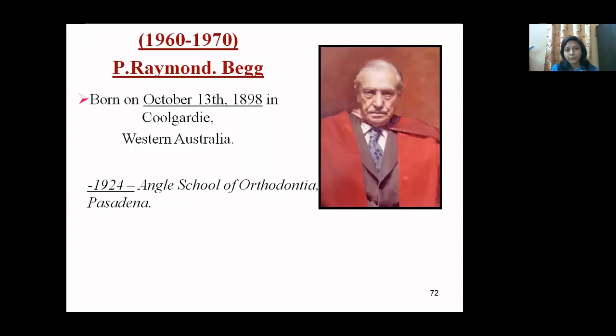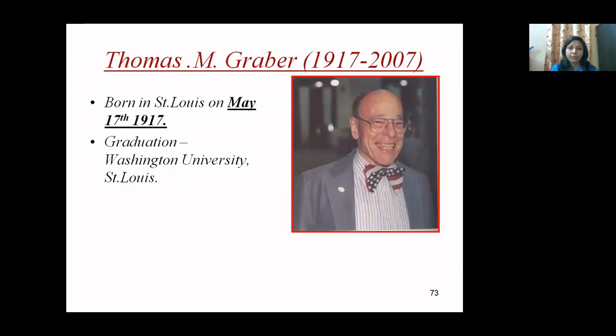Later, in the 1960s and 70s, Raymond Begg, who was born on October 13th, 1898 in Western Australia, joined the Angle School of Orthodontia. Graber, born in St. Louis, graduated from Washington University, St. Louis, and gave recognizable contributions in orthodontics.